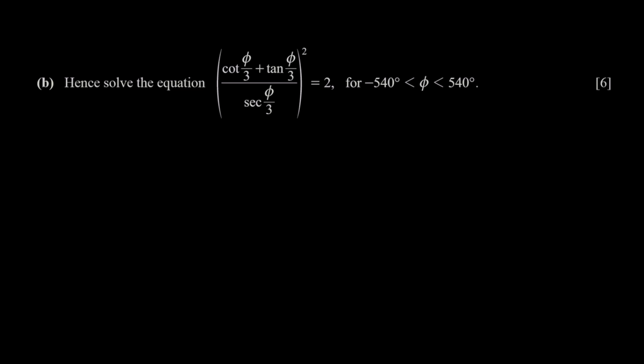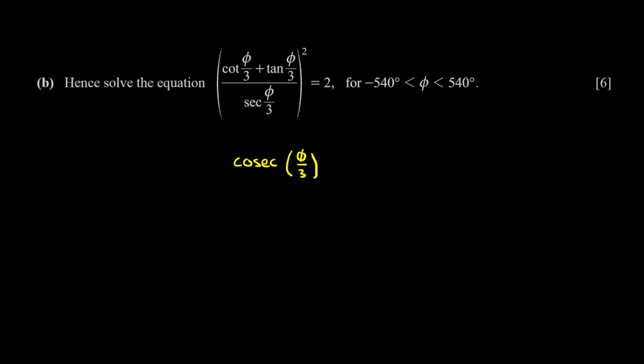Okay, so here we are in part B of this question. We want to solve this particular trigonometric equation between phi is negative 540 and positive 540. Now the key word here is hence, which means we've got to use our answer for part A. And what we should recognize is that this part here can be rewritten as cosec phi by 3. So we're going to immediately change this equation to cosec phi by 3.